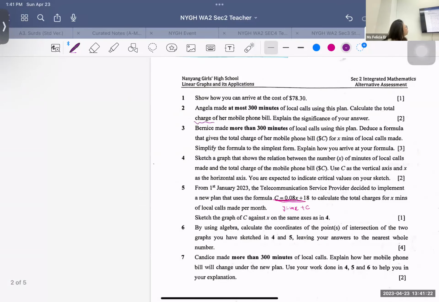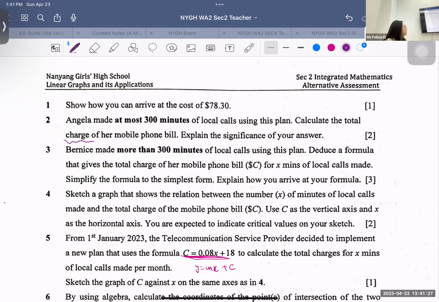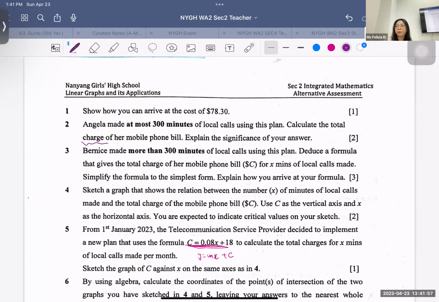This question is a 2 marks question. So please make sure you answer every single mark, okay? The second part is explain the significance of this answer. When they ask you for the significance of an answer, it's basically asking you for the meaning of the answer. So what could it be? You will notice that Angela, no matter what, pays a fixed amount, because she calls at most 300 minutes. So the significance of this answer is that her answer will be the lowest possible cost of the mobile phone bill plan.